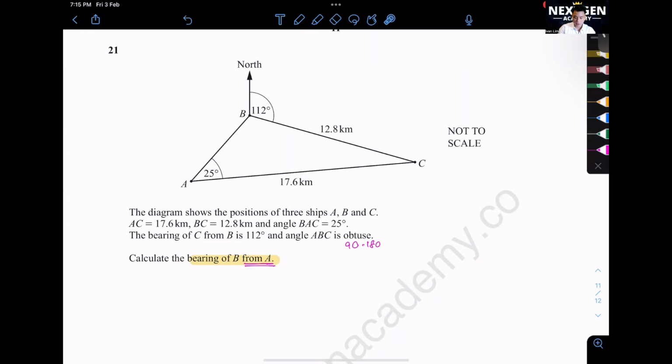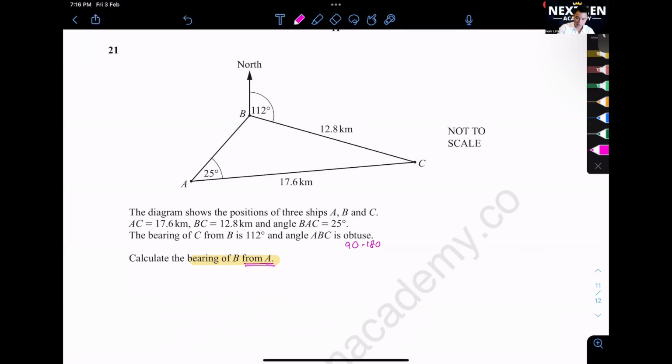Based on this sentence, calculate the bearing of B from A. Okay, so your starting point is at A. I want you all to always take note that in the IGCSE maths syllabus paper, they will normally put the starting point, the alphabet, at the back. They won't say of B to A. It's just the way they sentence it, but many students always do of B to A.